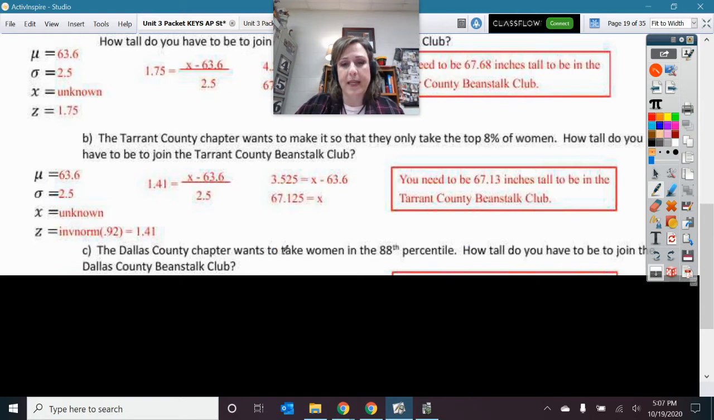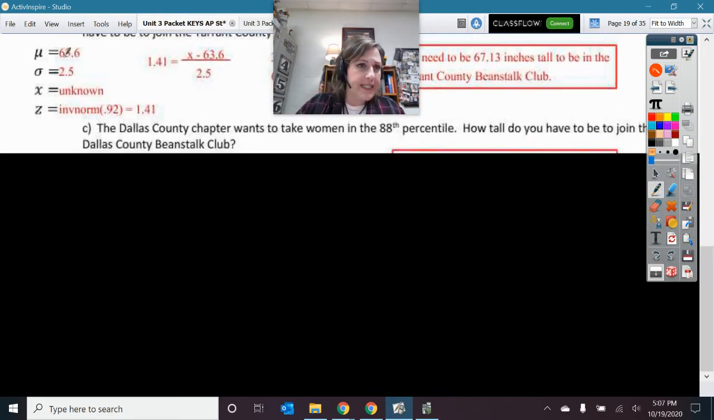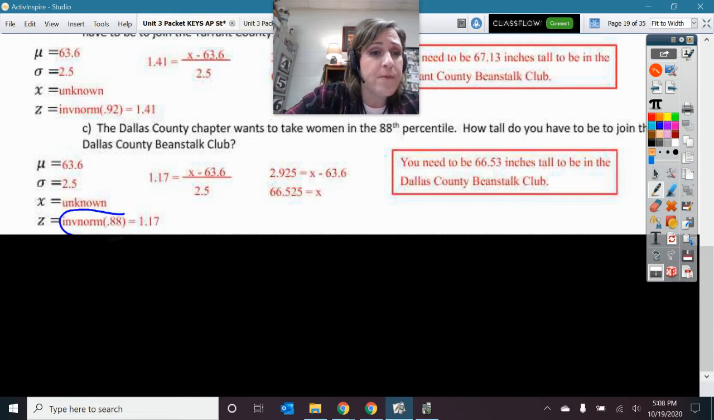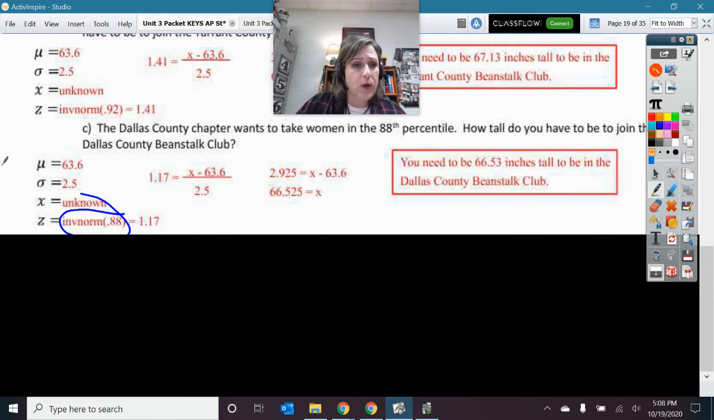Oh, they will take women in the 88th percentile. So, what do we know? Okay, we know the mean is 63.6 and the standard deviation is 2.5. We don't know the height. And if you are in the 88th percentile, remember percentile was area below. So that is the area below, but that's not the z-score. Percent is not the z. You use percent to get the z. So I'm going to go inverse norm of 0.88 is the z at that spot. That's 1.17. And then I do the math from there.